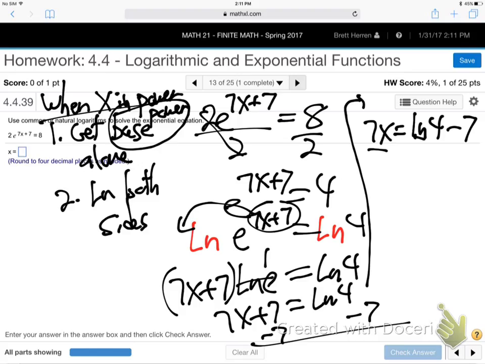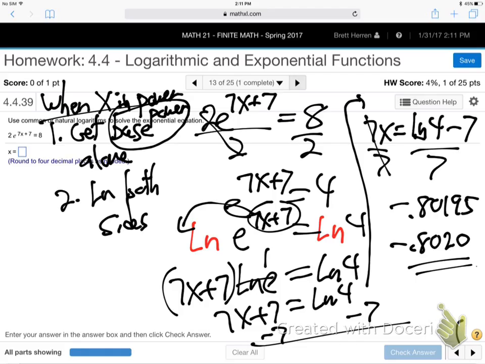There we go. They want a decimal, so just hit the buttons on your calculator. Remember, you've got to put parentheses around that numerator. Question? So we're going to have to put parentheses around ln of 4 minus 7? Yep, exactly, unless you have one that makes fractions automatically. I'm getting negative 0.80195. They said 4 places, so negative 0.8020. Right, 19, 5 rounds to 20. You guys getting that on the calculator okay?